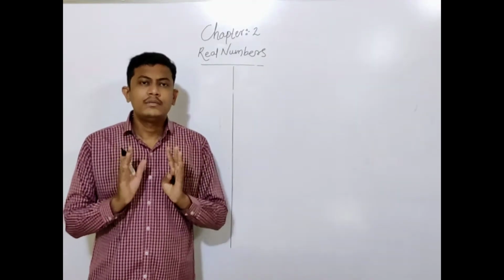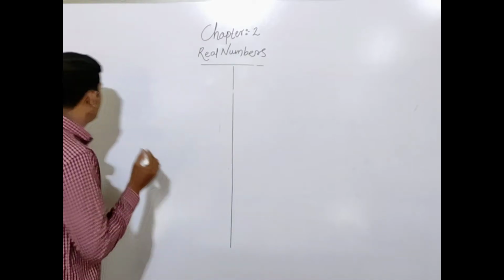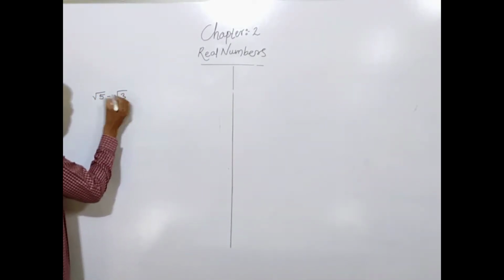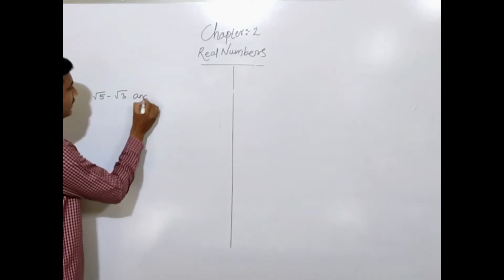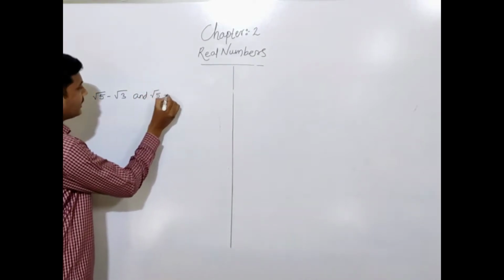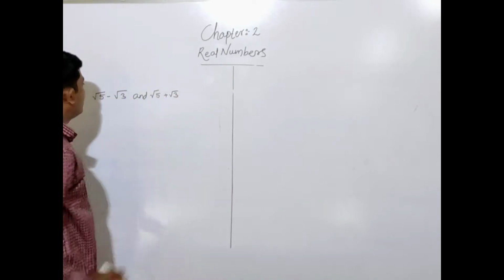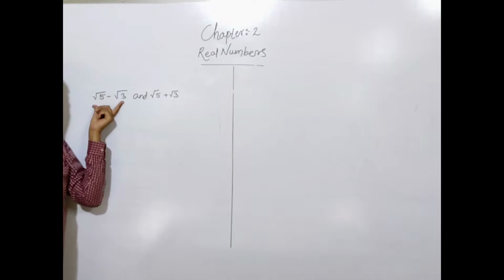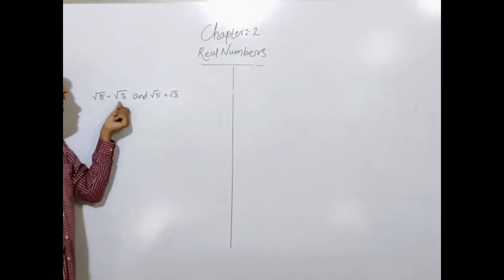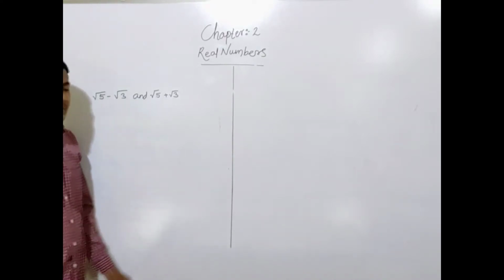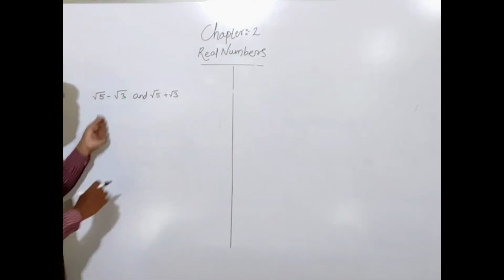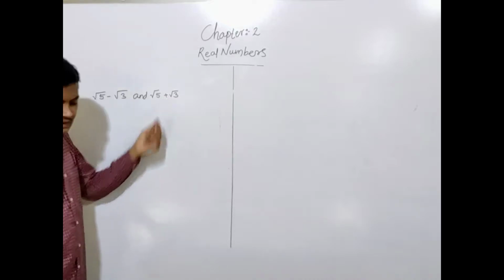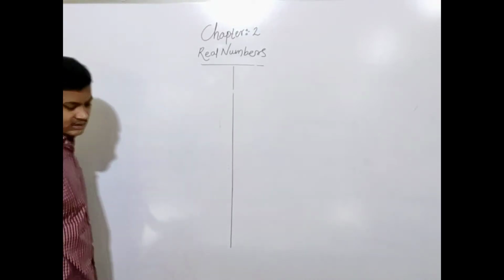Now if there are two binomial surds, that is root of 5 minus root of 3 and root of 5 plus root of 3, then root of 5 plus root of 3 is the conjugate of the binomial surd root of 5 minus root of 3. Conjugate means simply the same terms but with the opposite sign. If here is a minus sign, there will be a plus sign. This is known as a binomial conjugate surd.